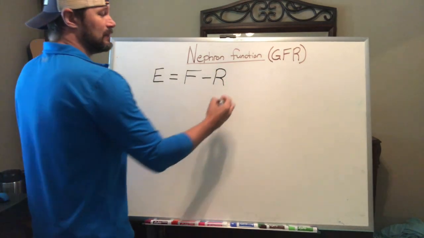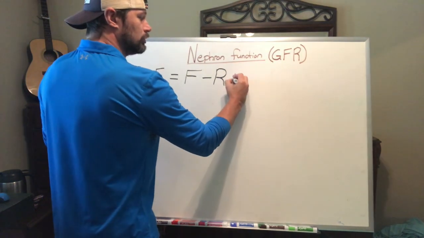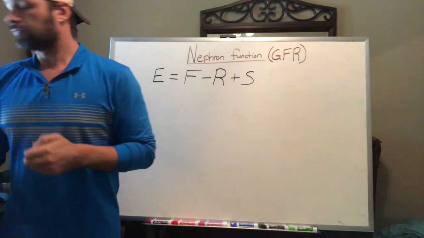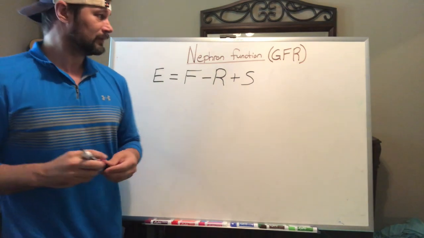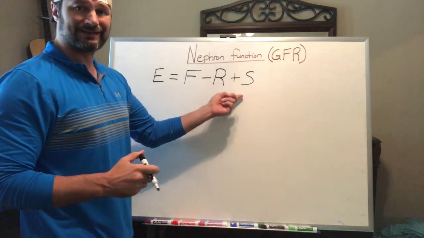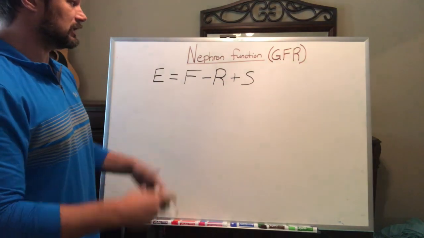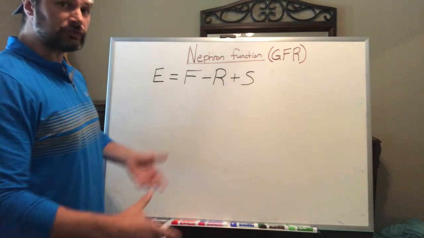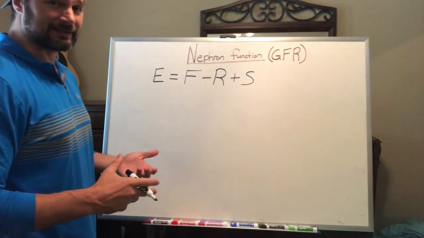Then we're going to be adding back in just a little bit, some big things that need to get secreted from our blood that don't get filtered. We need to actually still get rid of them. So we still need to get them into our urine, so we're going to secrete them. And this formula kind of summarizes the entire nephron.